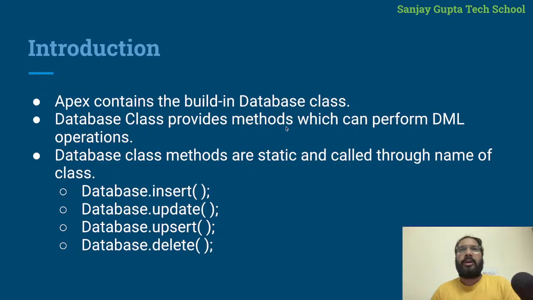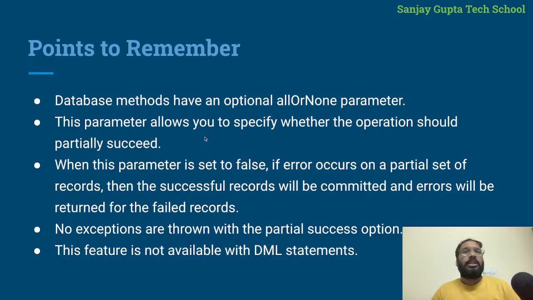Database class provides methods which can perform DML operations, and these are the operations: insert, update, upsert, delete. Whatever we can perform through this, a parameter allows you to specify whether the operation should partially succeed or not. Suppose you are inserting a list of records. That list contains a total of 4 records, and out of those 4 records, if one is failing, in case of DML, all other 3 records will also fail.